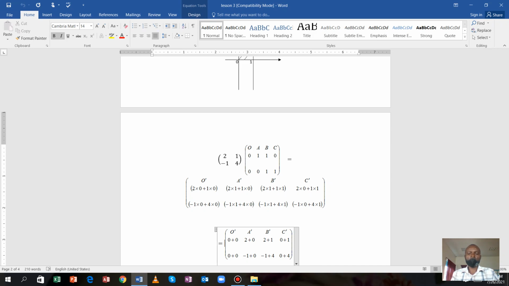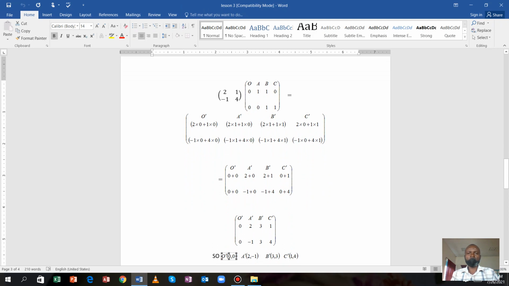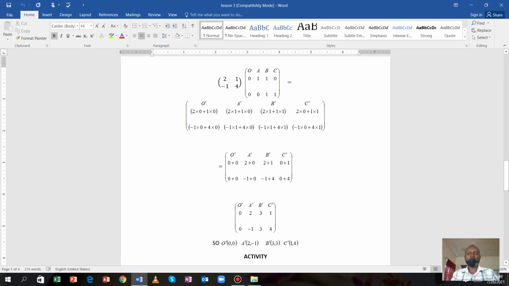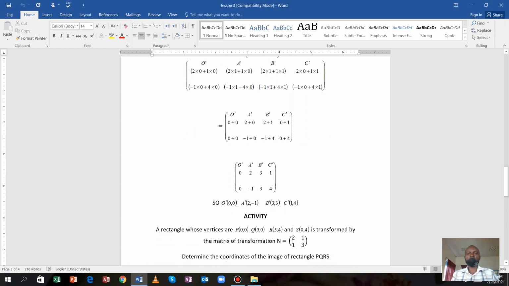So when you multiply, what do you get? I'm getting those answers. 0 plus 0, follow the upper matrix. 2 plus 0, 2 plus 1, 0 plus 1, 0 plus 0, negative 1 plus 0, negative 1 plus 4, 0 plus 4. So at the end of it, you are getting O prime, A prime, B prime, C prime. So what is O prime? 0, 0. This is now still in matrix form, A prime 2, negative 1. It is a single one.